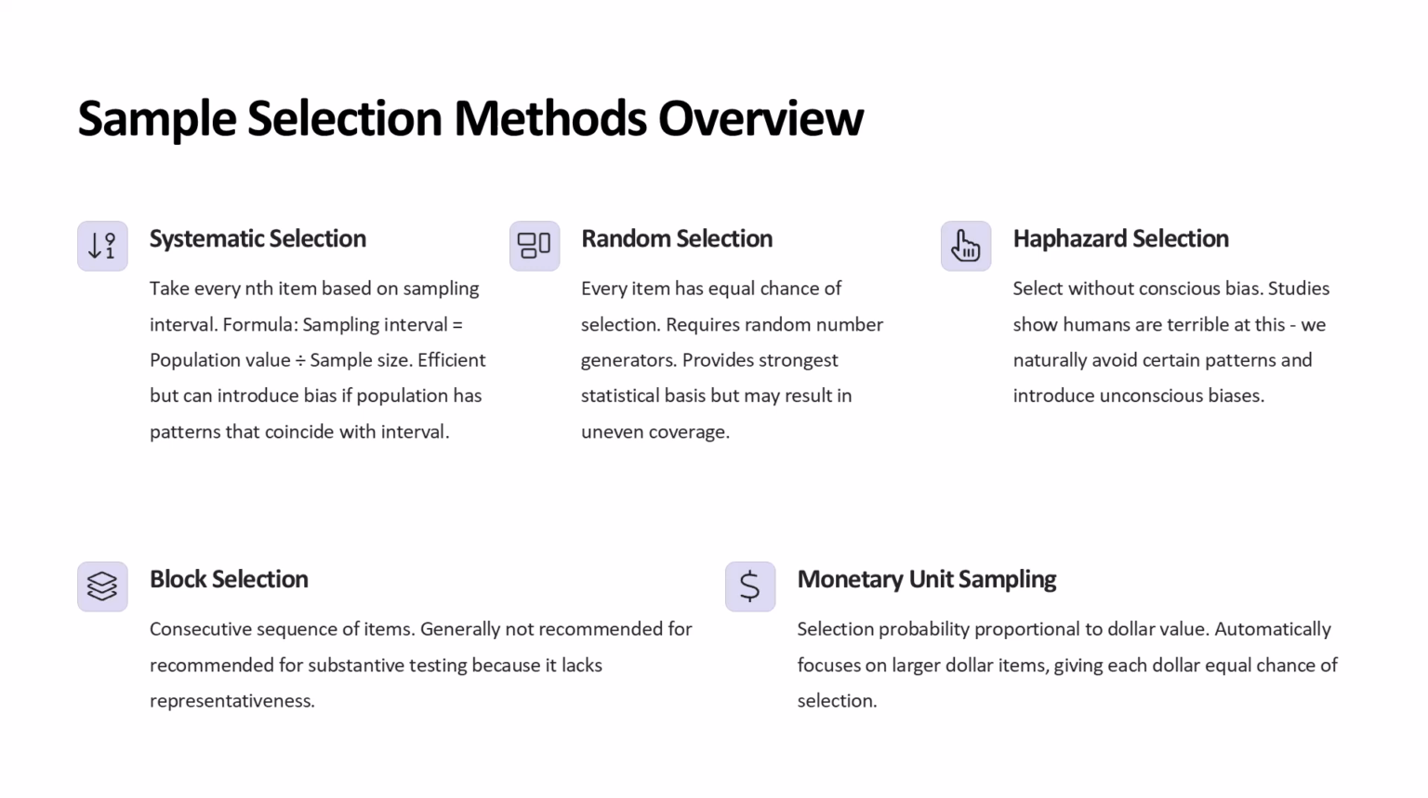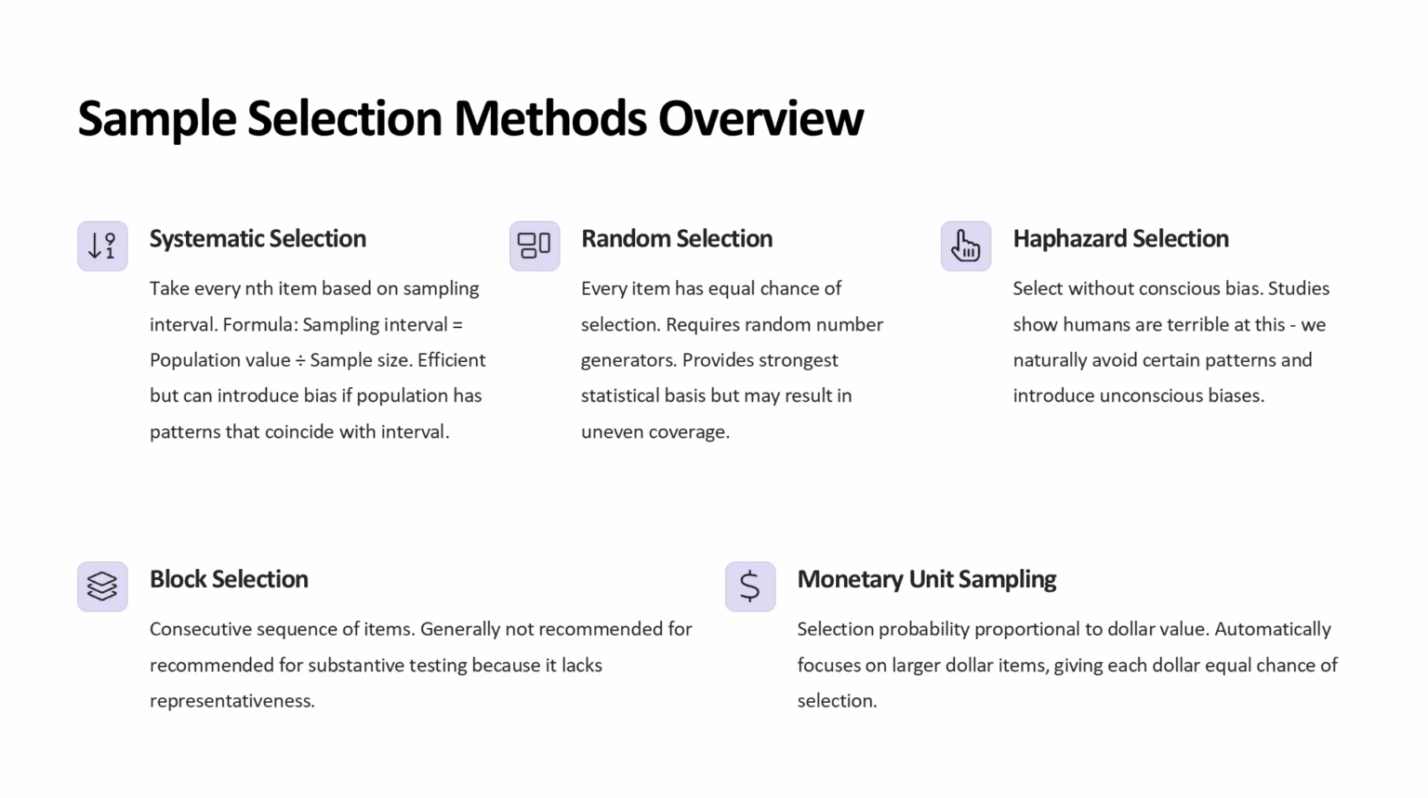2. Random selection. Every item has an equal chance of selection, like a lottery, except the winners get audited. True random selection requires using random number generators or random number tables. This approach provides the strongest statistical basis for conclusions and avoids potential pattern-based bias. But it can be more time-consuming to implement and may result in uneven coverage of the population.